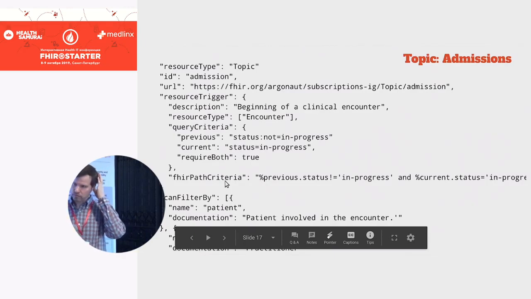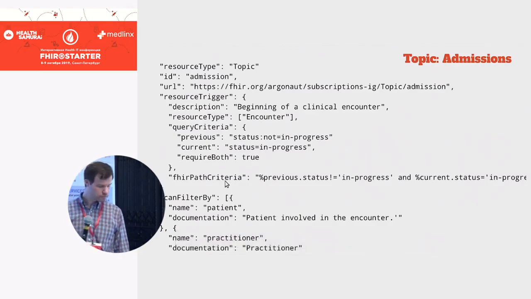Соответственно, есть описание этого топика, которое включает в себя секцию, которая понятна человеку. Это вот описание, собственно говоря, beginning of clinical encounter, да, начало визита, начало клинического визита. И также данные, которые могут обрабатываться машиной, которые включают в себя какие-то критерии и FHIR path.